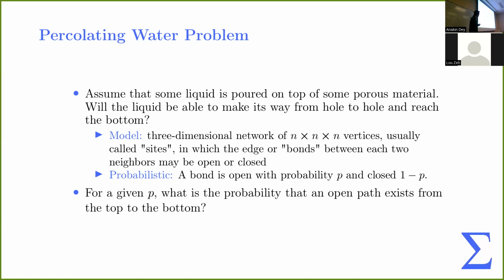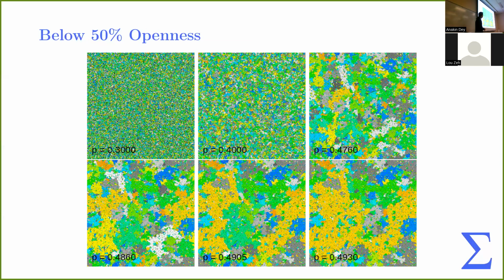So here we have some pictures taken from Wikipedia. These are coloring the different gap clusters that exist in the material. Top left is p equals 0.3, which is the most closed, and so all the gaps are kind of disconnected. As we go from left to right and then down a row, the gaps start joining into larger and larger clusters as we increase the probability. And at the bottom, we're getting very, very close to 0.5.